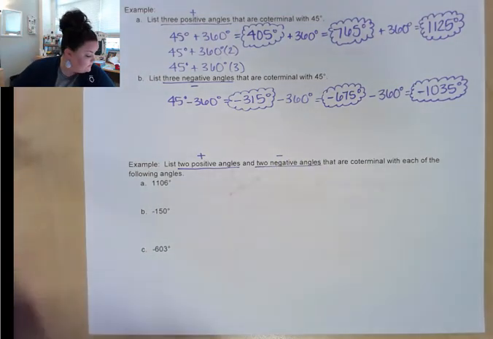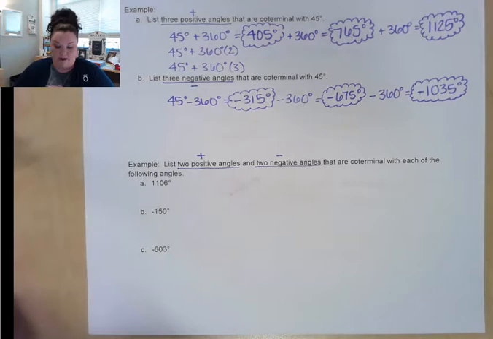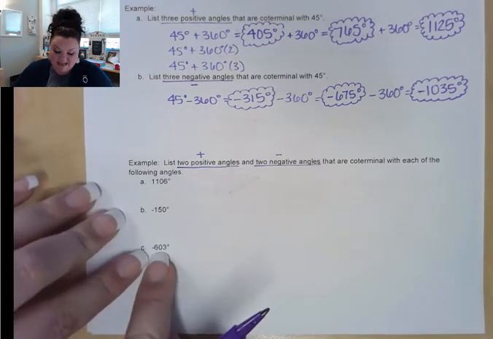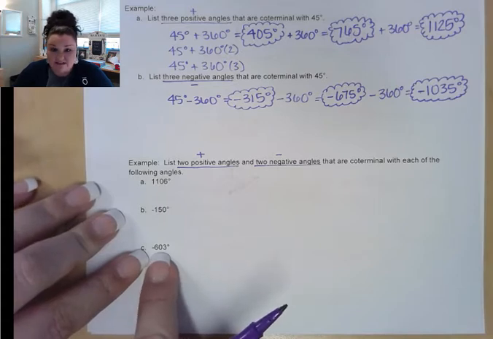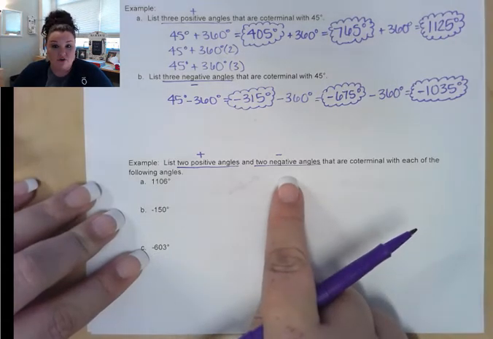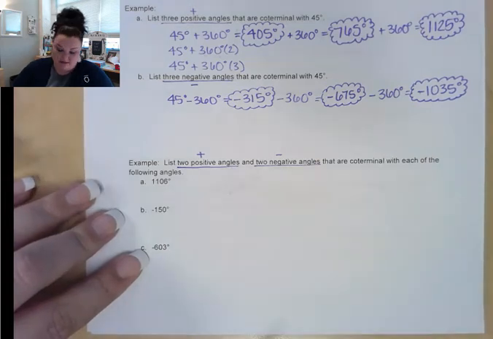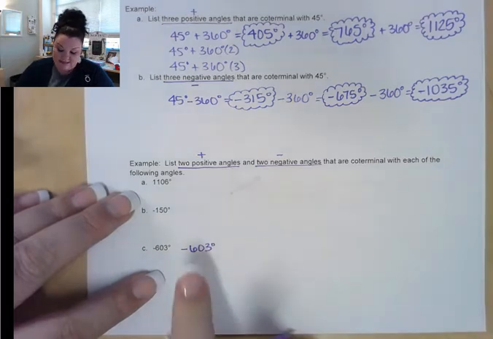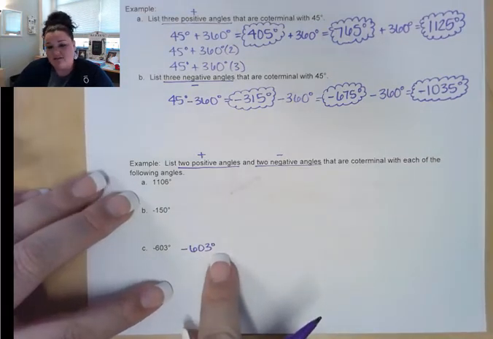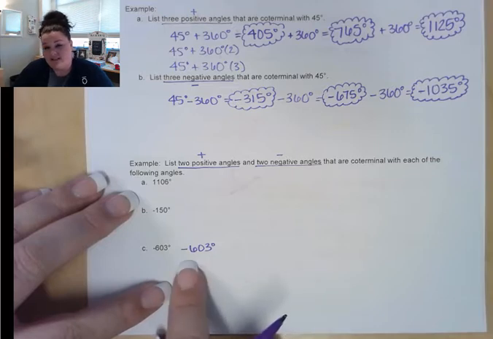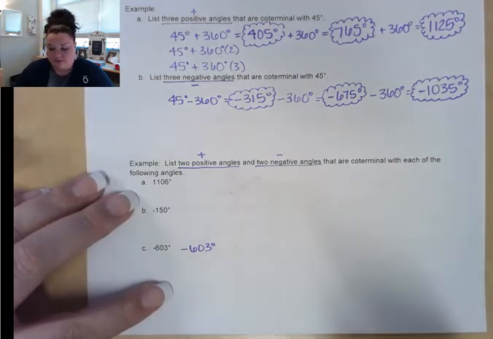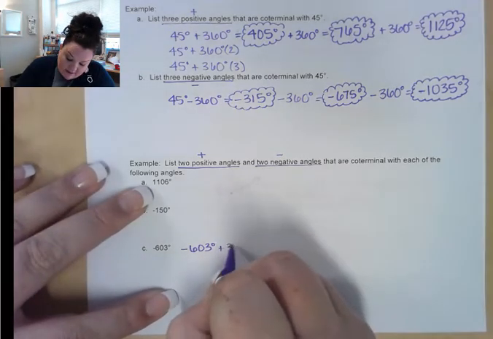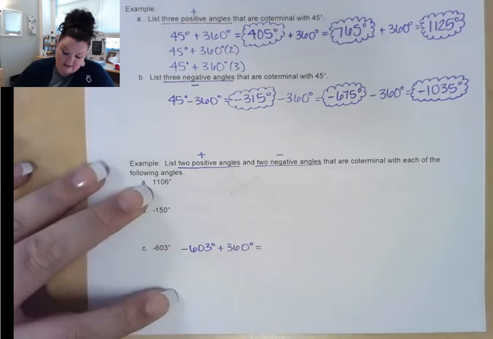Okay, so I want to go ahead and show you. I'm going to do C, and then I'll let you do these 2. Okay, so look at negative 603 degrees. I want 2 negative angles that are coterminal to it and 2 positive. So I'm going to go ahead and start with negative 603 degrees. And since it's already negative, I'm going to see if I just add. I mean, I could subtract 360 and go further in the negative direction, but I'm going to go ahead and add because this is a pretty large negative number. So I'm going to add 360 degrees and see what that gives me.